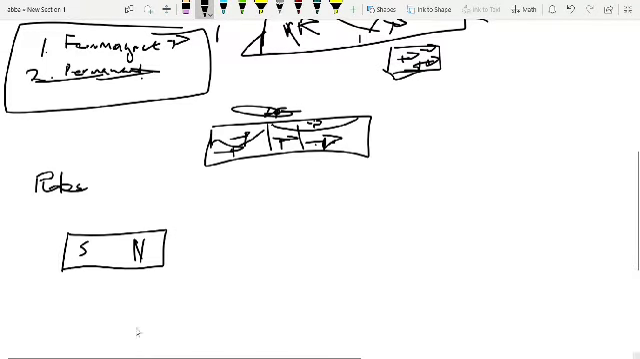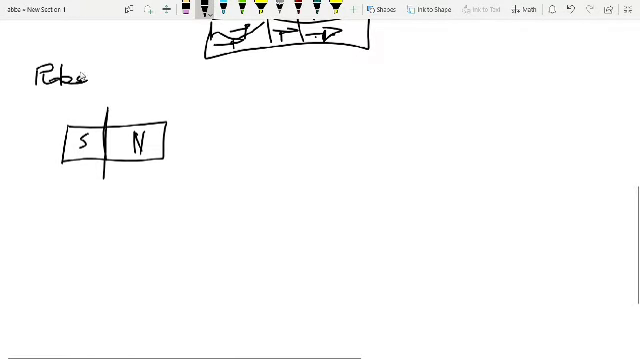Now, if we are to rip this into two, or tear it into two, a permanent magnet will always have the south and the north pole.